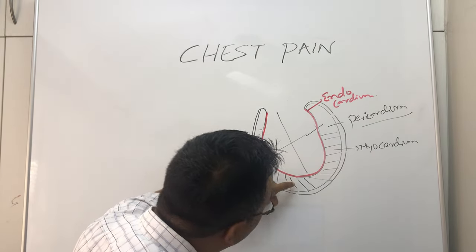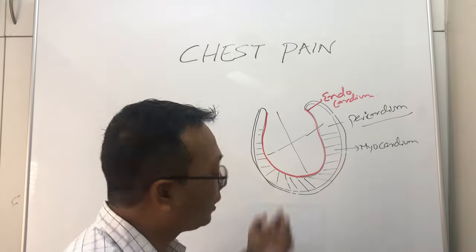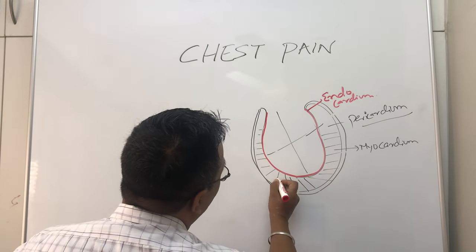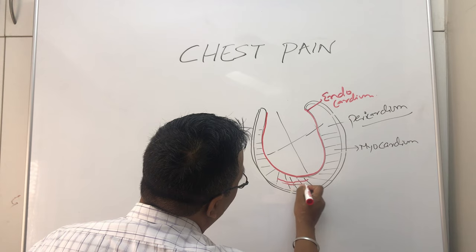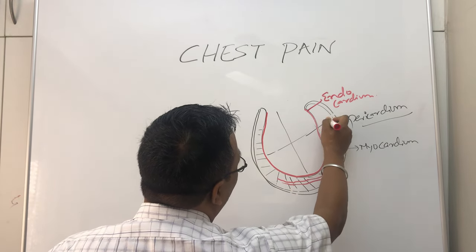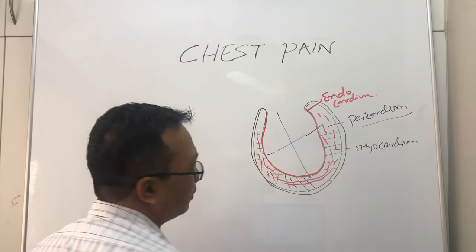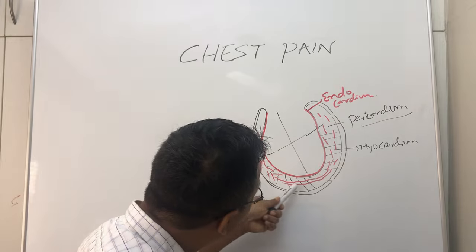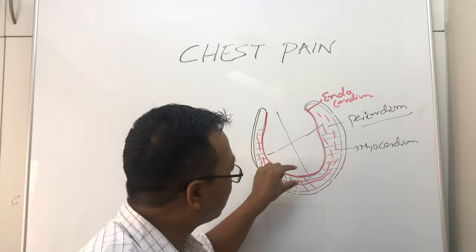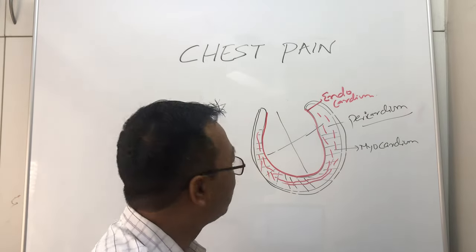Now, this myocardium muscle also needs blood supply, it needs oxygen and nutrition, otherwise it cannot contract. So in this myocardium, there are lots and lots of blood vessels, the different blood vessels which supply this myocardium muscle. The myocardium muscle has to survive on oxygen and nutrition so that it can pump non-stop 24/7.